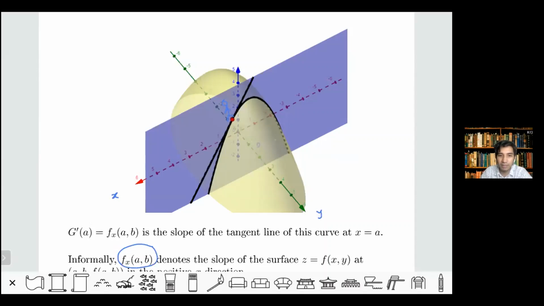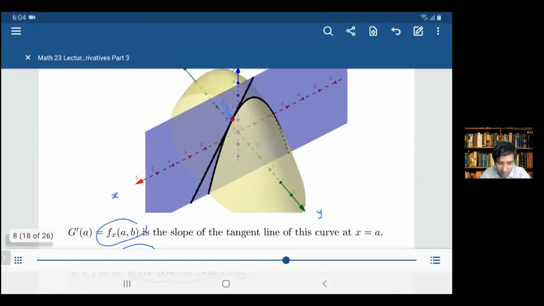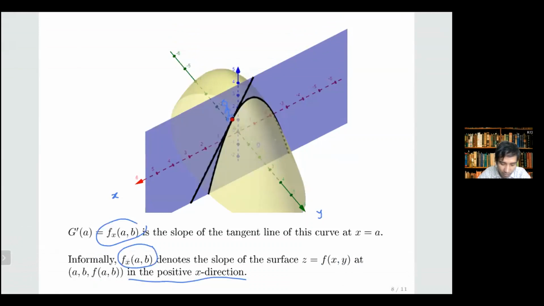Right? When you look in the positive x direction, you can look at what the slope is there. The slope will be given by the partial derivative. Analogously, you can interpret the partial derivative with respect to y in the same way. So when you look in the positive y direction, whatever the slope is there, that's going to be the value of your partial derivative of f with respect to y.